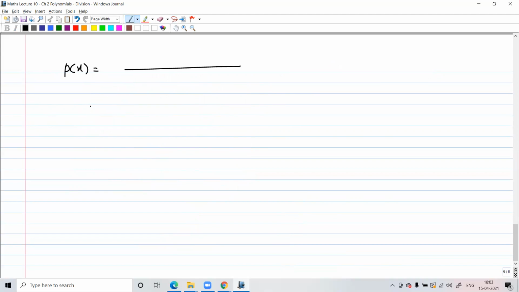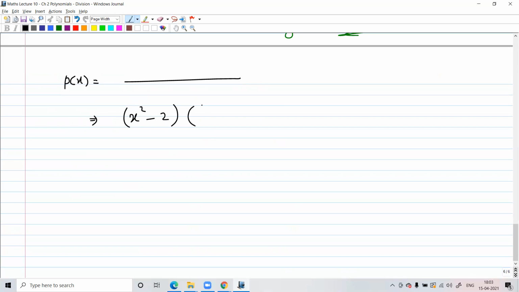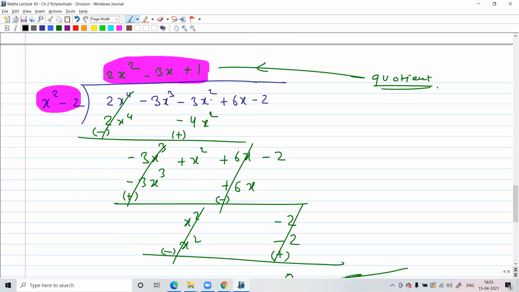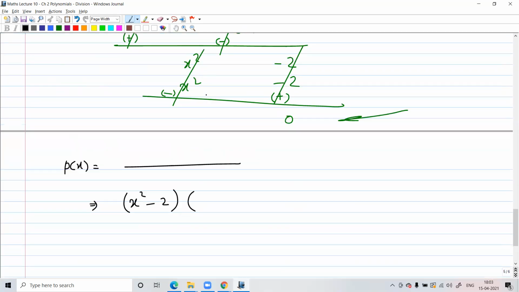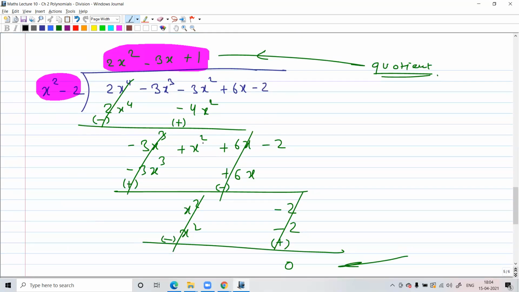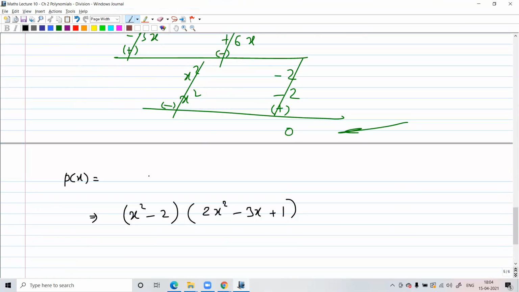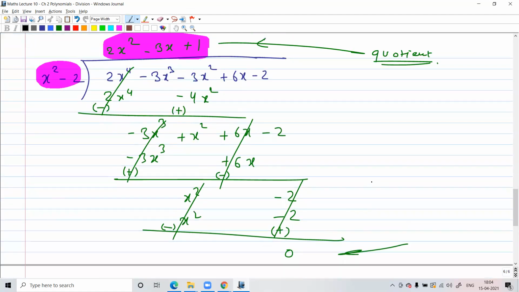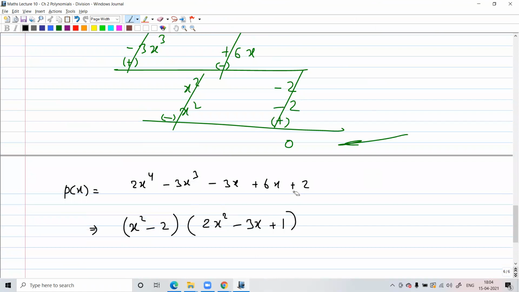So whatever polynomial was given, now you should be able to write it as x square minus 2, which was one of the factors, and the other factor we just now got in the quotient, 2x square minus 3x plus 1. So let me write the whole thing also. x to the power 4 minus 3x cube, correct? Plus 6x minus 2. So this was the given polynomial.